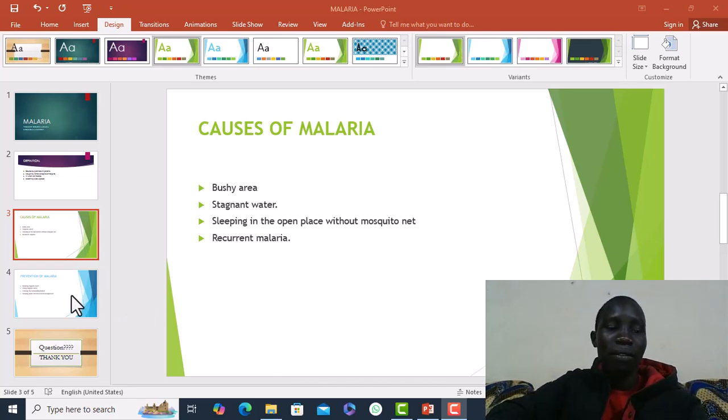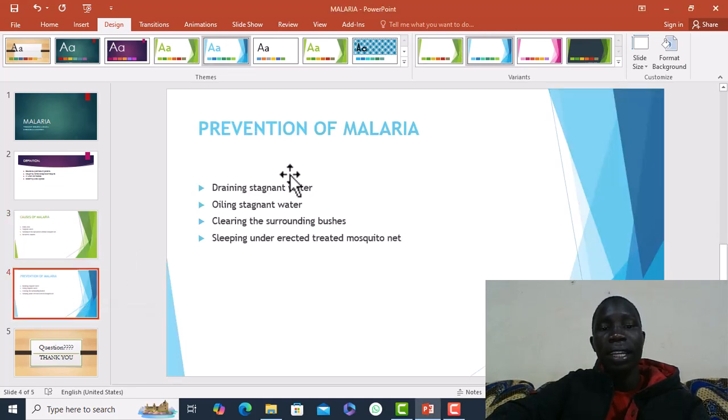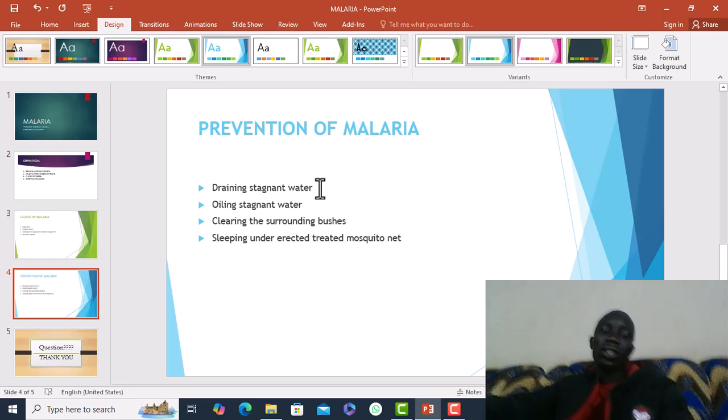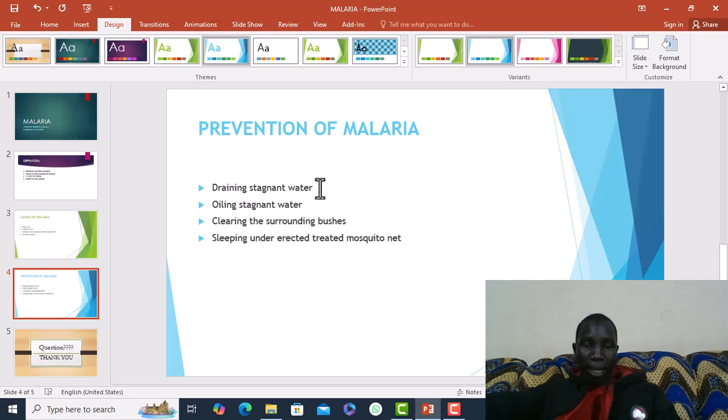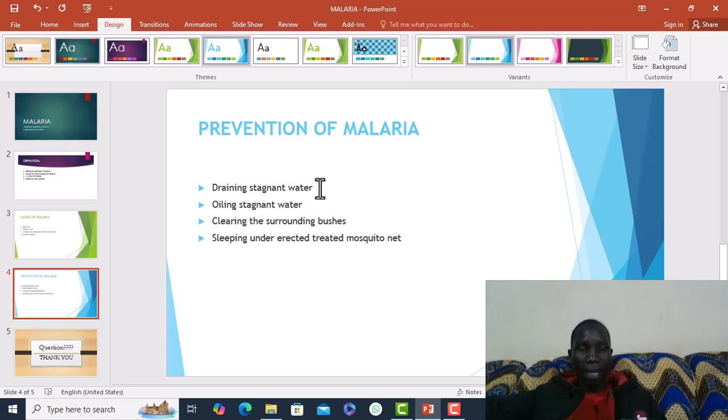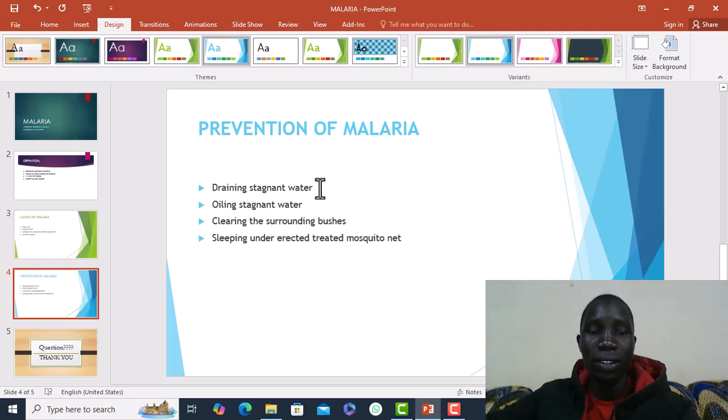So I have some of the treatment, maybe let me say prevention, how we can prevent. I talk of draining stagnant water, whereby we see that this water acts as the breeding place for these mosquitoes. Actually, they will make the larvae or the stages of their life cycles just multiply each and every time. So we need to drain those stagnant waters away so that there will be no breeding place for these mosquitoes.